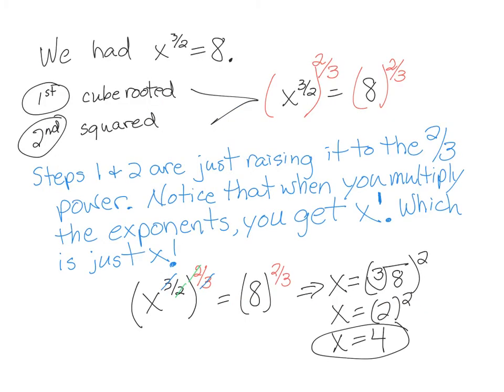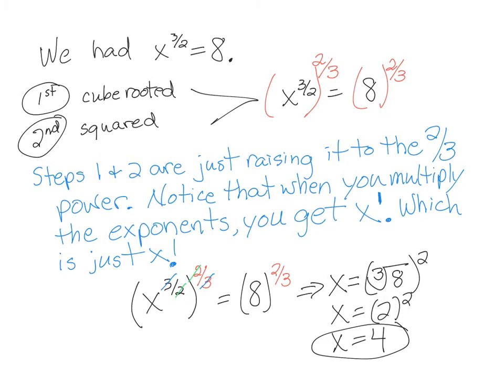So we had x to the 3/2 equals 8. First we took the cube root and then we squared it. But remember, the top is the power, the bottom's the root, right? So what we did to this thing right here was we raised it to a fractional exponent. Top was the power, the bottom's the root. We squared it and took a cube root, and we did that to both sides.